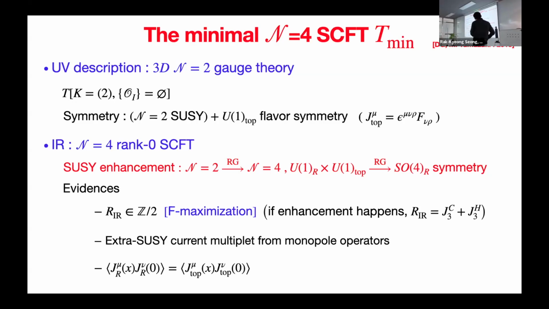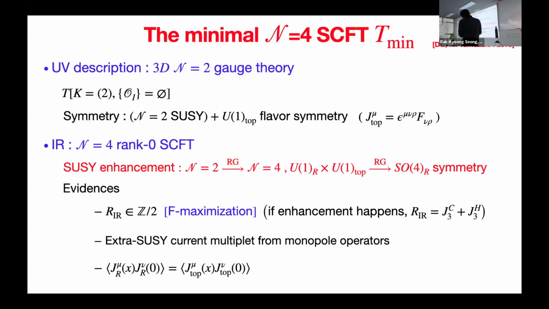In the UV, this theory has 3D N=2 supersymmetry and the U(1) topological symmetry, which comes from the U(1) gauge symmetry. There is also a U(1) R-symmetry, of course, which is included in the 3D N=2 superconformal algebra. And in this paper, we argue that in the IR, this theory has a non-trivial supersymmetry enhancement and flows to the N=4 CFT, and we found that there are no Coulomb or Higgs branches, so this becomes the 3D N=4 rank 0 CFT.